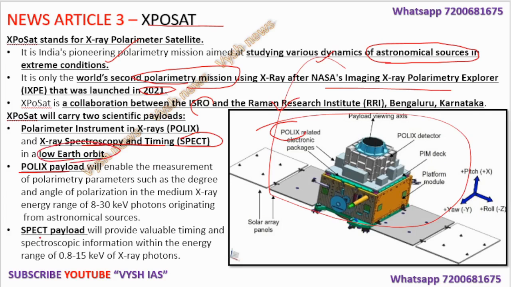So the two payloads, POLIX and SPECT, are basically for measuring only, but in different energy ranges. This one is 8 to 30 keV, and this one is 0.8 to 15 keV. This is the basic; you just have to remember it. Basically, it's for detecting X-ray photons and such things in the electromagnetic spectrum.